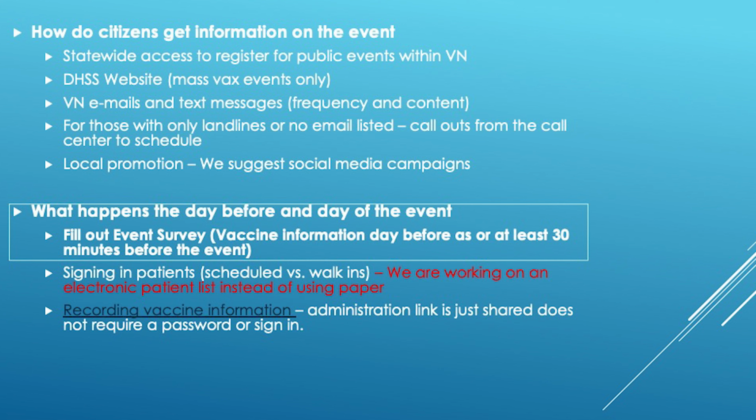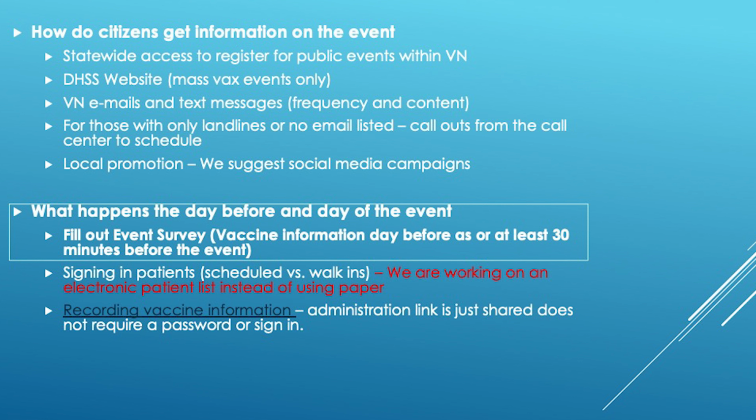So I'm wrapping up here pretty quickly, but how do citizens get information about the events? They have access to register for public events through Vaccine Navigator. So they can use their scheduling link, they can get in that way. They can also go to mostopscovid.com and go to the events page there. They can get in that way. As long as they have a scheduling link, they can still schedule.